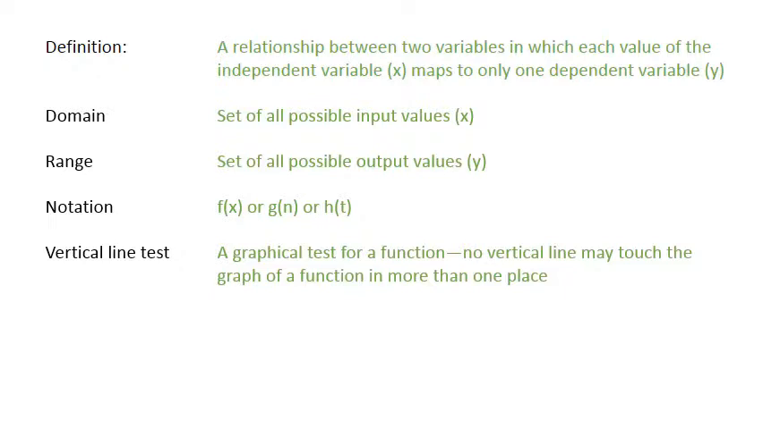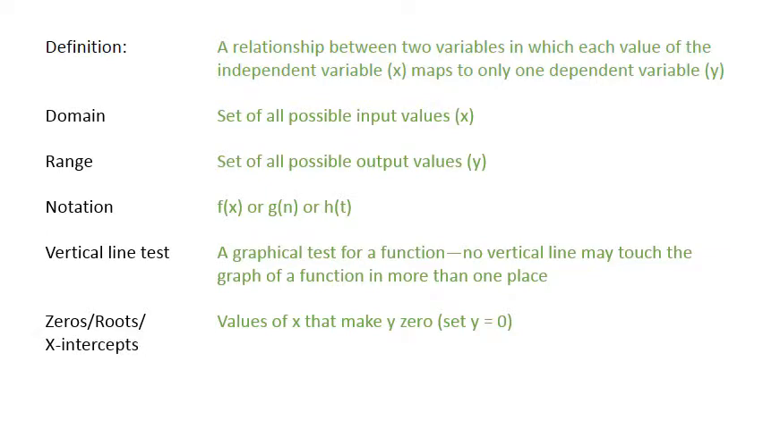Remember that the vertical line test is a graphical test for a function, and that says no vertical line may touch the graph in more than one point, and if it does, then the graph is no longer a function. That's just a graphical description of the definition. And finally, zeros, roots, and x-intercepts all mean the same thing, and they're the values of x that make y 0. So in order to find zeros, roots, and x-intercepts, you set y equal to 0.